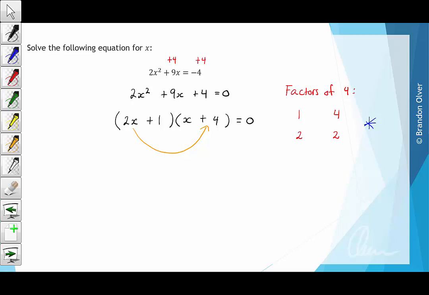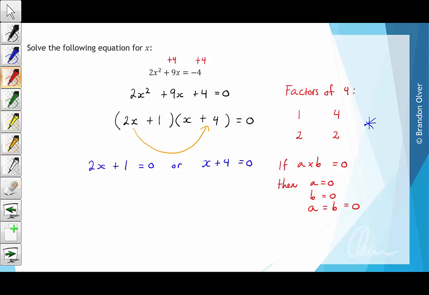And what we need to do now is use the null factor law to solve. So the null factor law says that if a times b equals 0, then a could equal 0, b could equal 0, or a and b could equal 0. So with that in mind, for this one we have 2x plus 1 could equal 0, or we could have x plus 4 could equal 0.